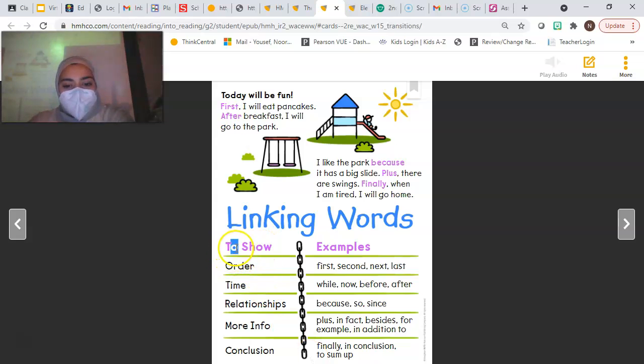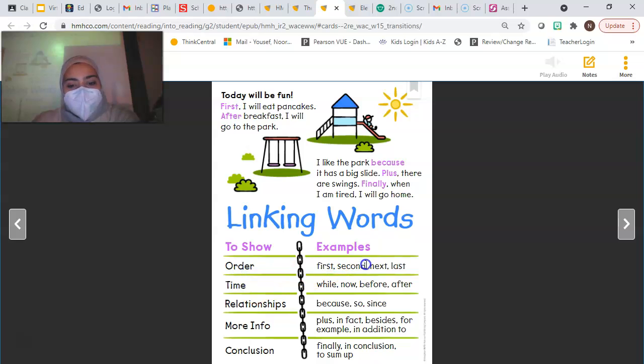You're going to write down "to show," okay? And then you're going to make a list. You're going to write order, time, relationships, more info, and conclusion. It's like a T-chart. You're going to make a T-chart. You're going to write "to show," and then you're going to write examples. You know, a line here, and then a line here. You're going to write order.